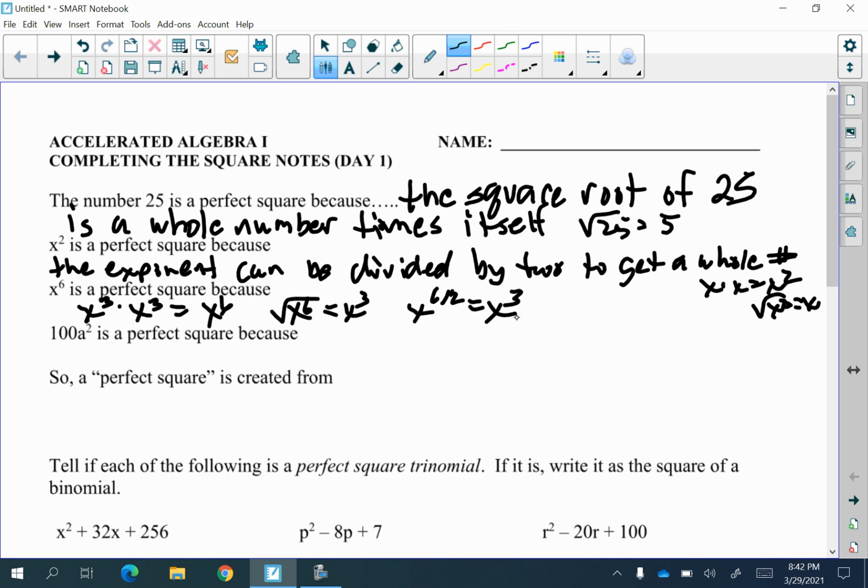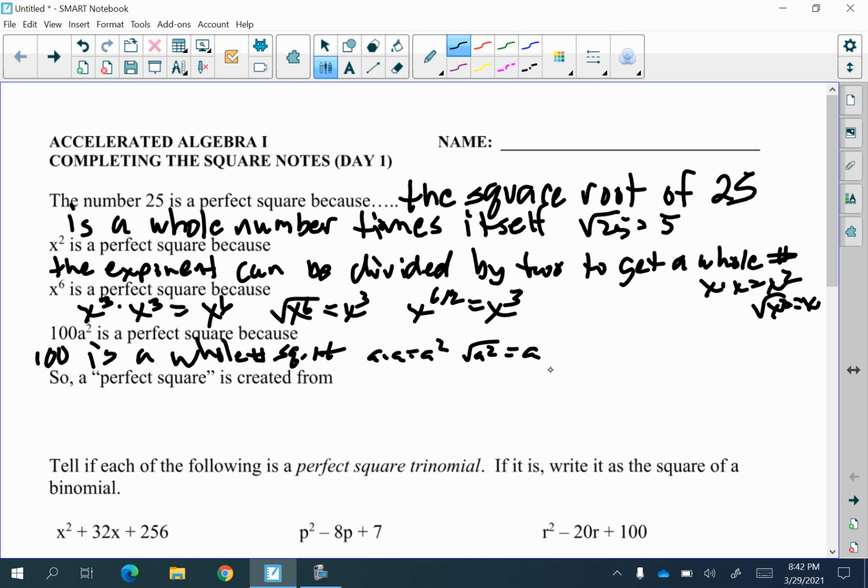100a squared is a perfect square because now this gets the best of both worlds. I kind of wrote this backwards here. The 100 has a whole number square root, which is 10. And I can take the exponent 2 and divide it by 2 to get a to the 1st. So a times a gives me a squared, or the square root of a squared gives me a. So again, they're both perfect squares.